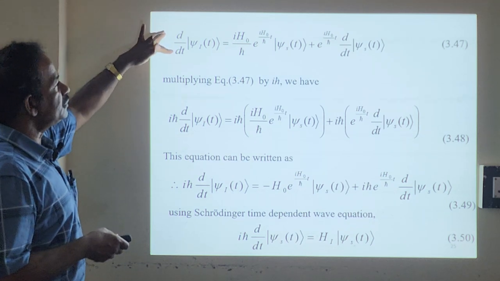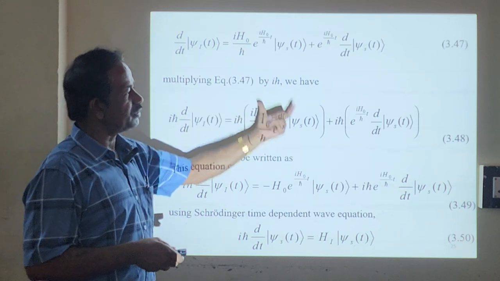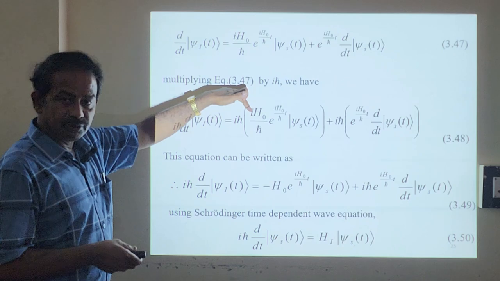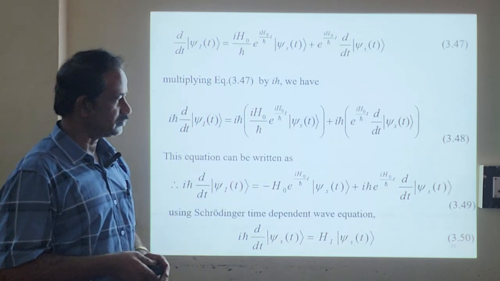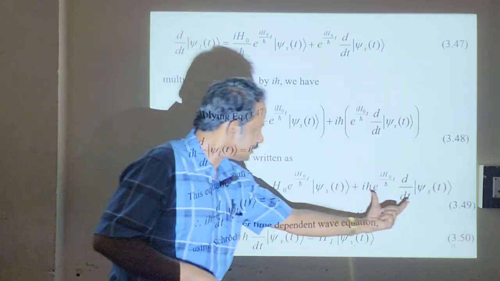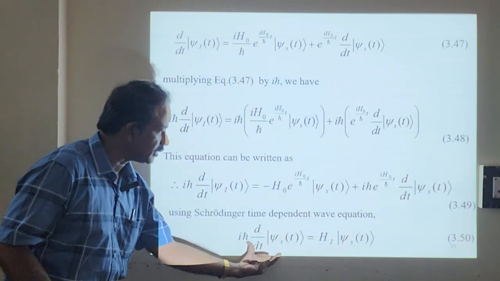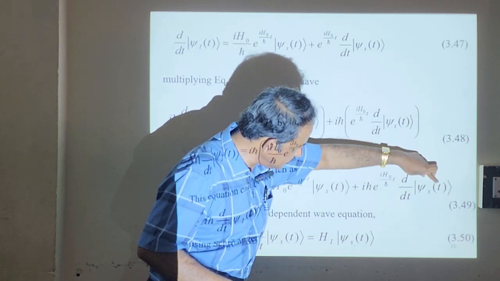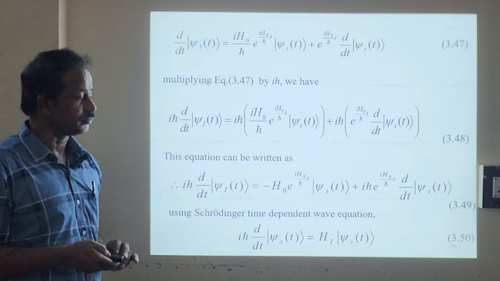Now multiply this equation by i h cross. So you have i h cross multiplied by the first term, and i h cross multiplied with the second term. The i and i terms will give you a minus sign, so minus H naught times e to the power of this whole term, correct? And here also i h cross multiplies the remaining term. Now take the second term alone: i h cross d psi_S by dt will give H psi_S. So instead of this i h cross d psi_S by dt, you can write this as H psi_S. Is it okay? In the second term alone.